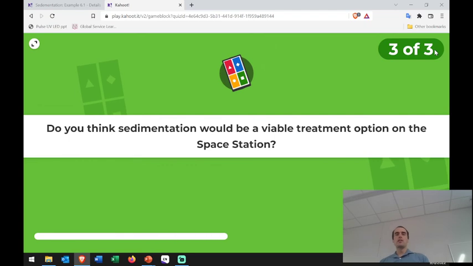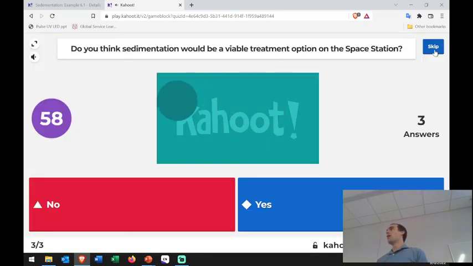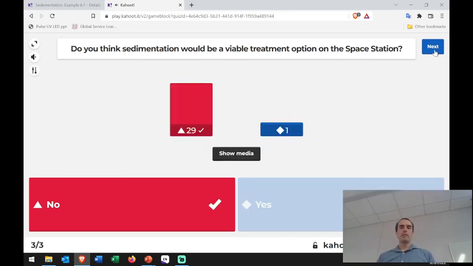Okay, last, do you think sedimentation would be a viable treatment strategy on the space station? Okay, good. Most of you said no.